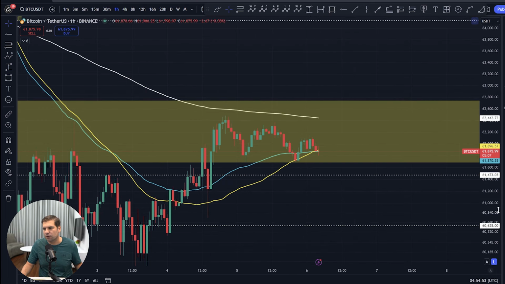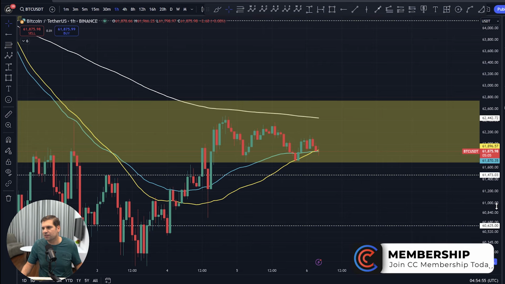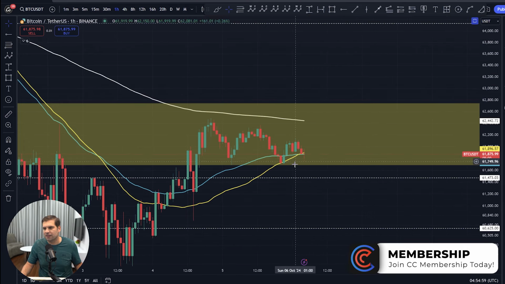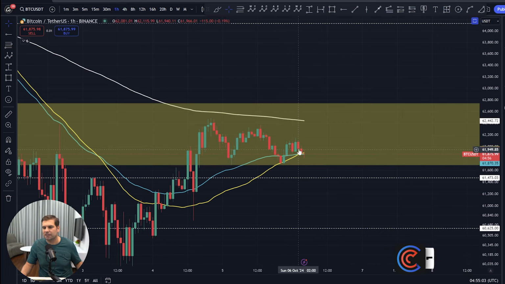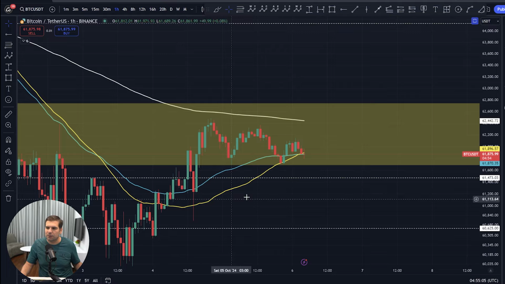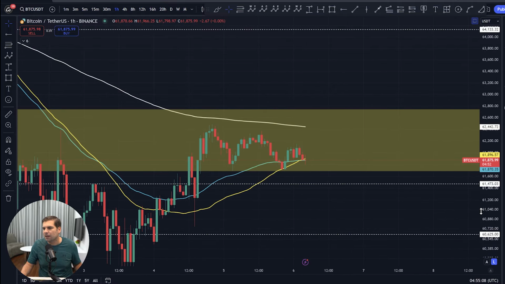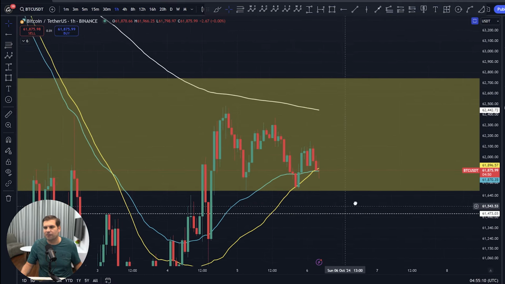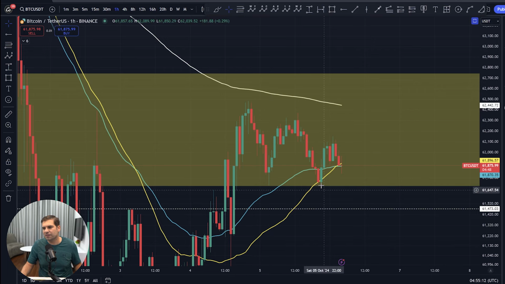Right now, at the point of recording, which is pretty much 5 a.m. UTC, we are fighting and trying to find whether or not we get support on the 50 EMA, 50 SMA. The 50 EMA is the blue line, the 50 SMA is the yellow line here, and we can see that we're fighting this area right now. Now, there is some positivity here to be seen.